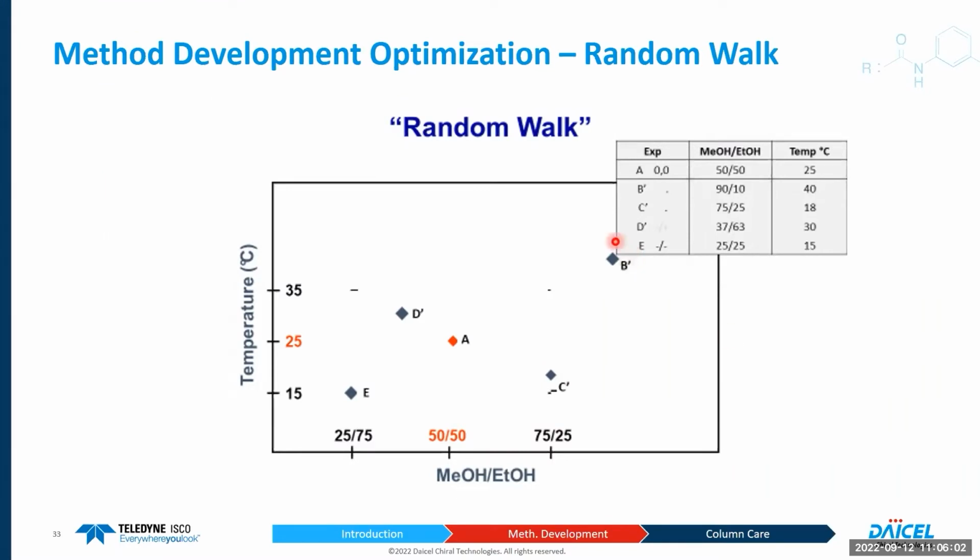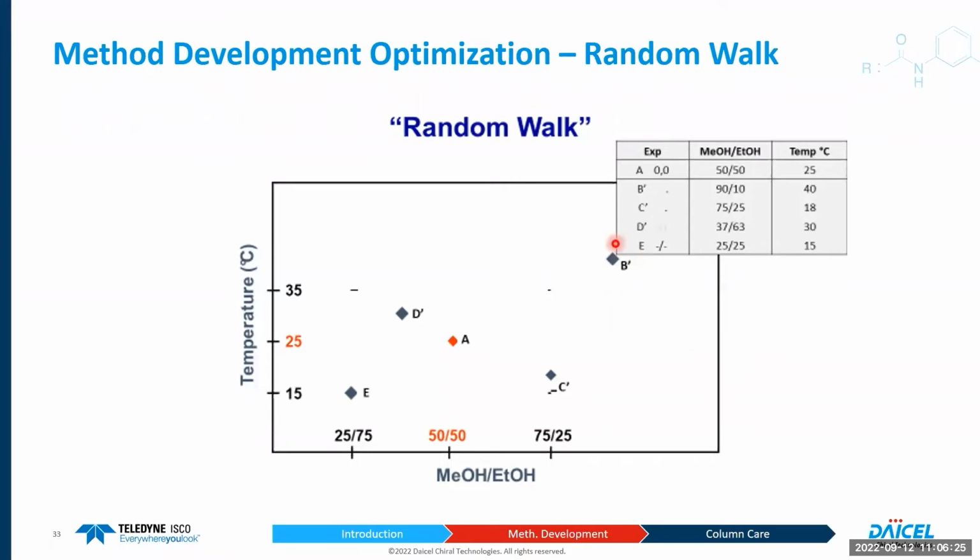B prime, for instance, might provide you with a very nice separation, but B prime, if you were to decrease, say, the mobile phase concentration from 90% methanol to 85% methanol, you might lose the separation. Or if you decrease the temperature slightly from 40 degrees to 35, you might lose the separation.